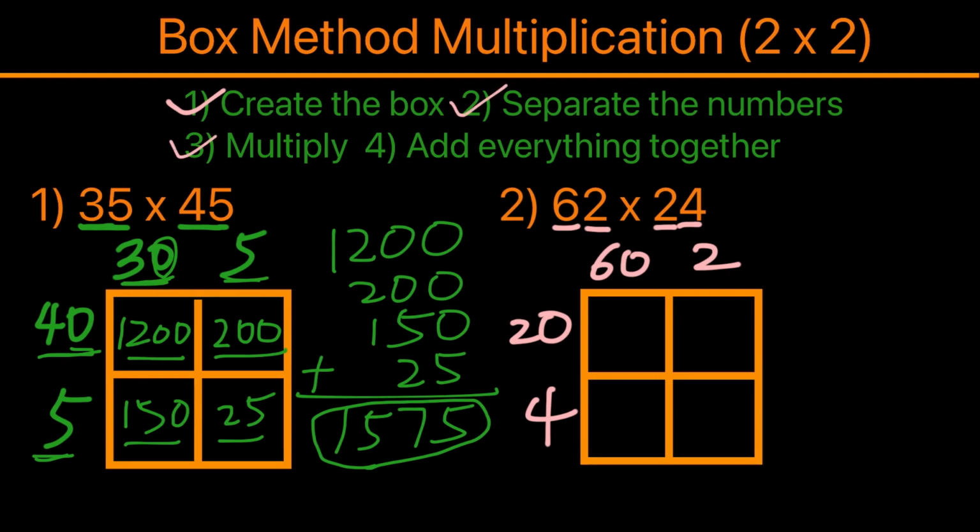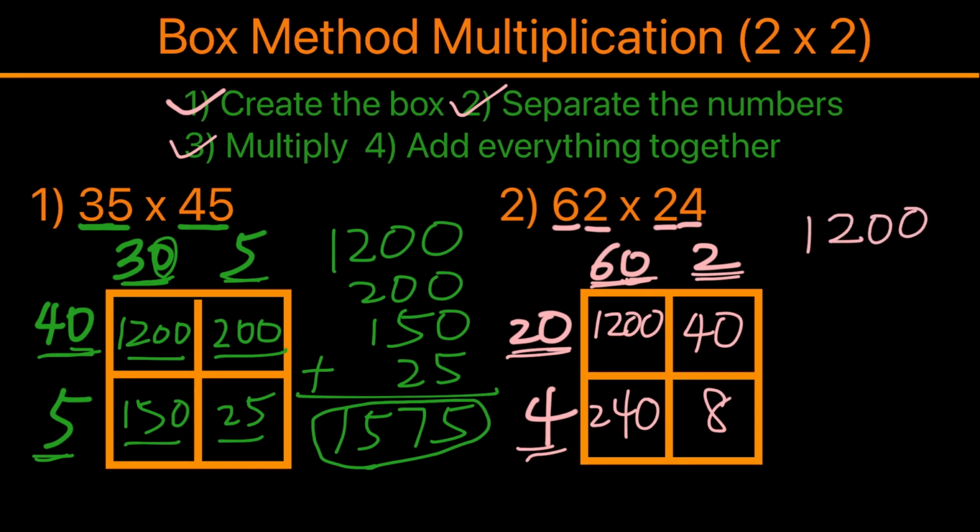Now we're going to multiply. So 60 times 20, 6 times 2 is 12. And then we'll place the 2 zeros behind, 1200. Then we'll take 4 times 60. 4 times 6 is 24. And then we'll place the 0 behind it. Next, 20 times 2. That becomes 4 and then 0. Then we have 4 times 2, which becomes 8. And lastly, adding them all together.